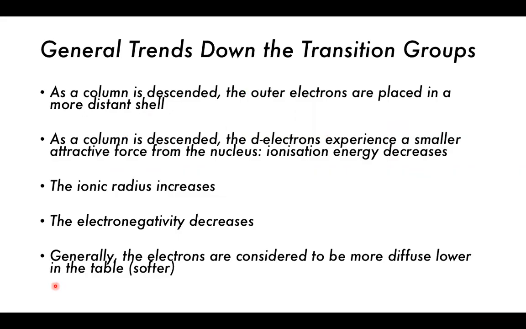Generally, going down the groups, as a group is descended, the outer electrons are placed in a more distant shell. As a column is descended, the d electrons experience a smaller attractive force from the nucleus, so ionization energy increases. The ionic radius increases, the electronegativity decreases, and generally the electrons are considered to be more diffuse lower in the table, so generally softer. And that's typically what we expect with other regions of the periodic table as well, like the s and p block. Generally, as we go down the periodic table, we get more diffuse in terms of the ions.